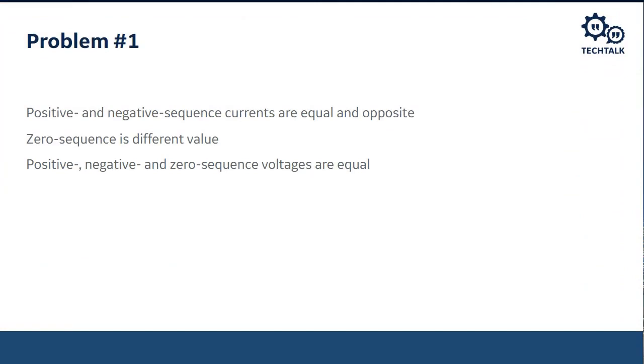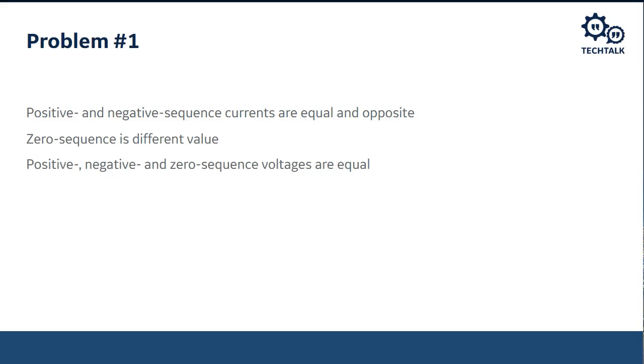the positive and negative sequence currents are equal and opposite. So I'm going to say their magnitude is equal, but their vectors are in opposite directions. Zero sequence quantities are a different value. Positive, negative, and zero sequence voltages are equal.